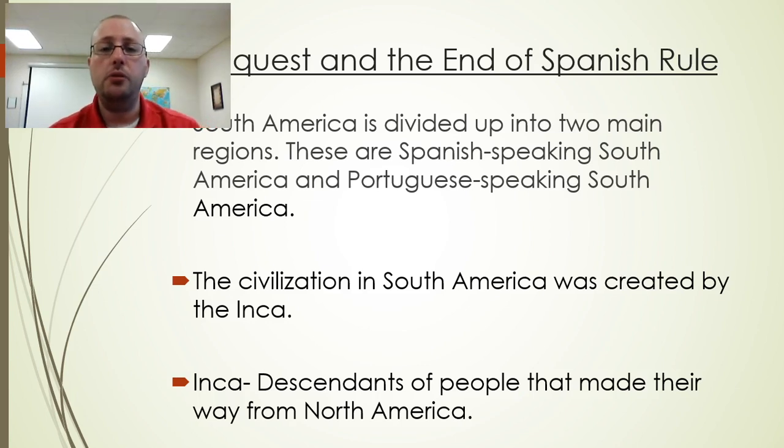South America is divided up into 2 major regions here, the Spanish-speaking South America and the Portuguese-speaking. The civilization of South America was created by the Inca, which were descendants of people that made their way from North America. Again, we talked about the Bering Strait land bridge. It's the most commonly accepted idea about how people got to North America, and South America ultimately. And so that's kind of where the Incas believed that their descendants come from.